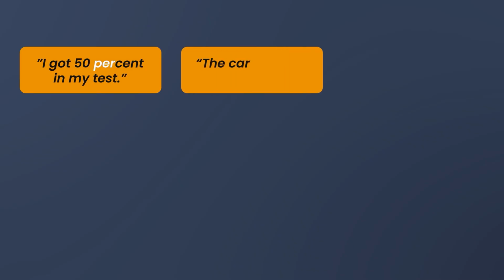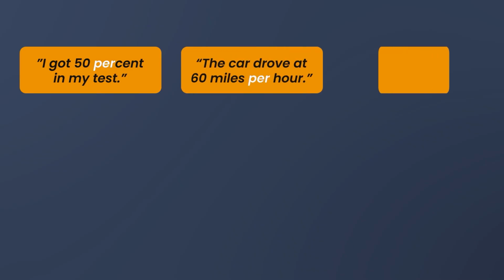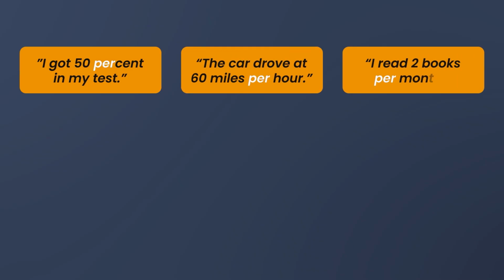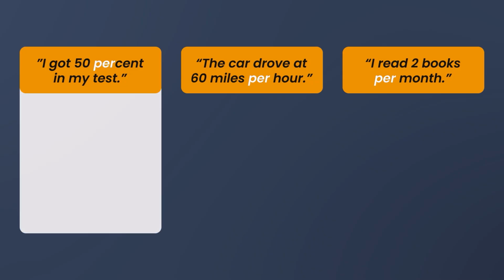I got 50% in my test. The car drove at 60 miles per hour. I made $2 per month. Well, 50% is 50 per 100. The word cent represents 100, like a century having 100 years, a dollar having 100 cents. And centipede literally means 100 feet, even if centipedes don't actually have 100 feet.